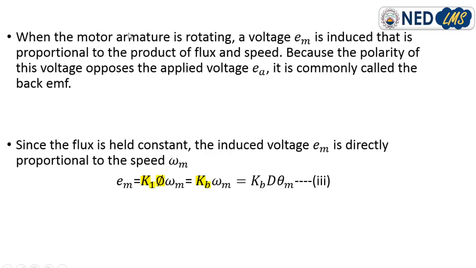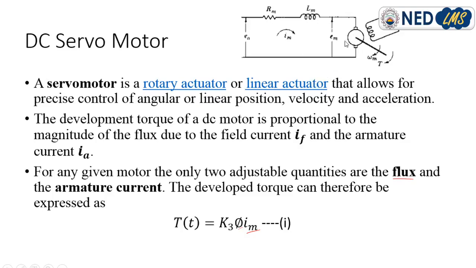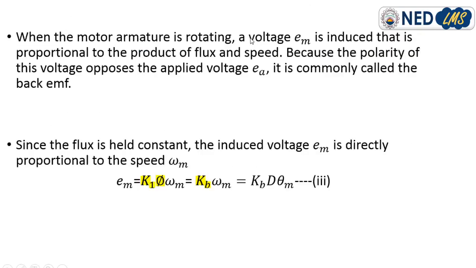When the motor armature is rotating, a voltage EM is induced in it that is proportional to the product of flux and speed. Because the polarity of this induced voltage opposes the applied voltage, it is commonly called back EMF. When the motor starts rotating, a back EMF is generated, which is of opposite polarity relative to the input. So we call it back EMF, which is the induced EMF. This is EM, which is directly proportional to the flux and the speed.